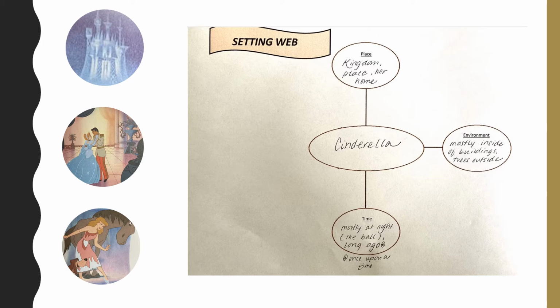And then the time that it took place, I think it mostly happened at night. Most of the pictures show that it's nighttime. I know that the ball happened at night because she was waiting for the clock to hit midnight. And I also think this happened a long time ago, and I starred that on my setting web because I was thinking about how it says once upon a time. And often when I hear those words, once upon a time, I think, oh, this must have happened a long time ago.